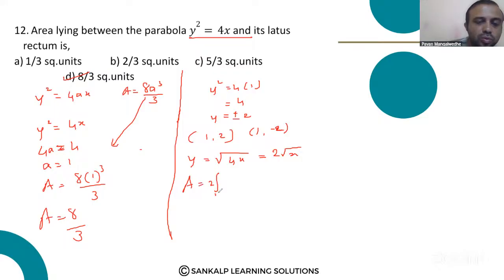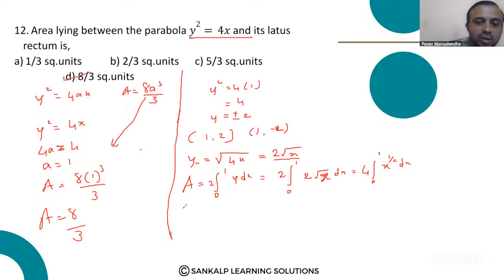2 times the integral from 0 to 1 of y dx, which is equal to 2 into integration of 0 to 1. Y value is 2 root x. So it is 2 root x dx, which is equal to 2 into 2. The 2 we send outside. So the constant is 4 into the integral from 0 to 1 of square root of x. Square root of x can be written as x raised to half dx.